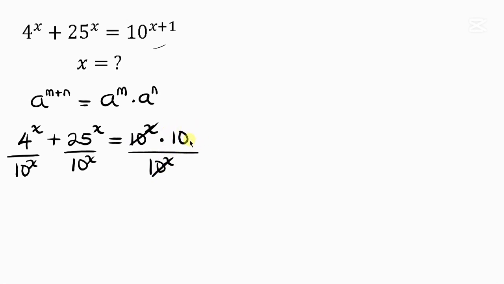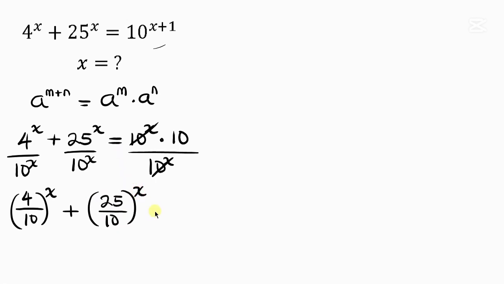Now from the left hand side, we're going to apply the property of indices, which says if the powers are the same, or if we have common powers, we can as well group the powers. So this becomes 4 over 10 to the x. So you notice that we've already grouped the powers. Plus, we're going to be doing the same thing here. This becomes 25 all over 10 to the x equal to 10.